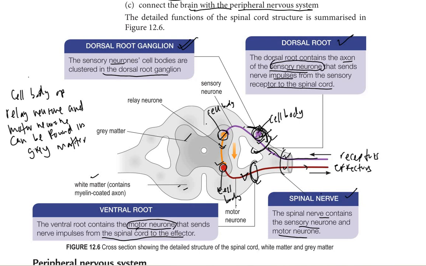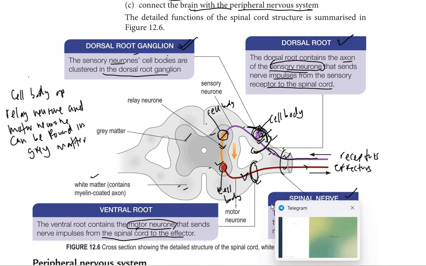And then the spinal nerve contains what? It contains both sensory neuron and motor neuron. The dorsal root contains sensory neuron. The ventral root contains motor neuron. The cell body for the sensory neuron can be found in the dorsal root ganglion, and the cell body for the relay neuron and also the motor neuron can be found in the gray matter. So we don't have a ventral root ganglion. No, here no ventral root ganglion. So you must remember dorsal root ganglion. Okay, then we continue with this one.